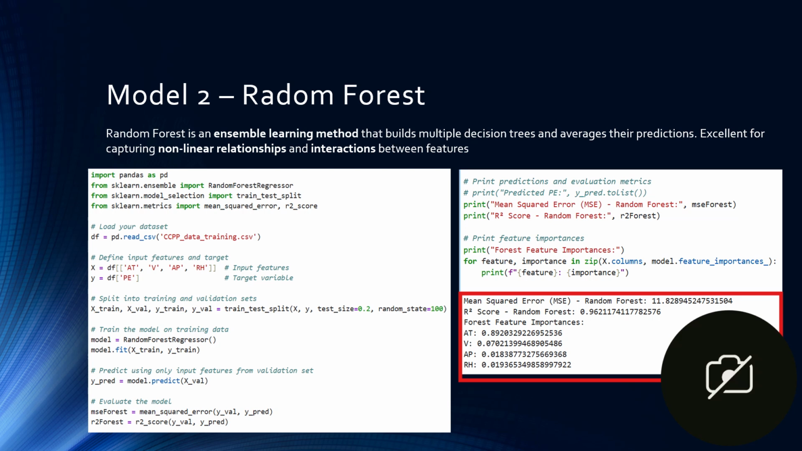So with the random forest, we are getting a mean squared error of 11.8 and an R square of 0.96, which looks much more efficient, performant, and accurate than the linear regression.